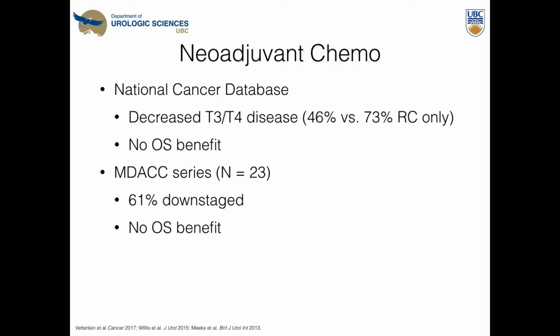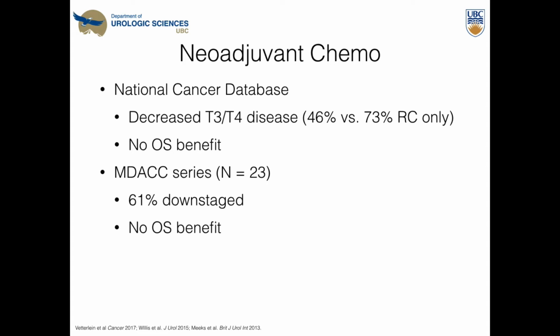Another question then would be, given this disease's aggressive nature, what about adjuvant therapies to try and contain it or reduce recurrence or extravesical spread? And neoadjuvant chemo actually has had some research done into it about its efficacy in combination with cystectomy. So, in a National Cancer Database study, they found that there was a decreased incidence of T3 or T4 disease at cystectomy with neoadjuvant chemo. And that was relatively significant. 46% of patients who had neoadjuvant chemo had T3 or T4 disease versus 73% who had upfront cystectomy.